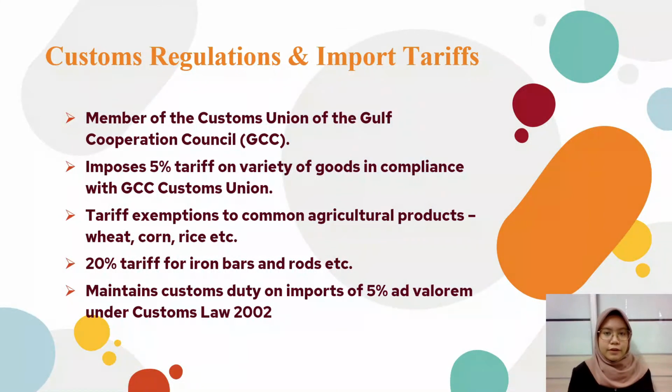So, for the customs regulations and import tariff, Qatar is a member of the Customs Union of the Gulf Cooperation Council, known as the GCC. Also, Qatar imposes a 5% tariff on a variety of goods in compliance with the GCC customs union. Tariff exemptions are also given to common agricultural products such as wheat, corn, rice, etc. Also, there is a 20% tariff for iron bars and rods, and Qatar maintains customs duty on imports of 5% ad valorem under Customs Law 2002.